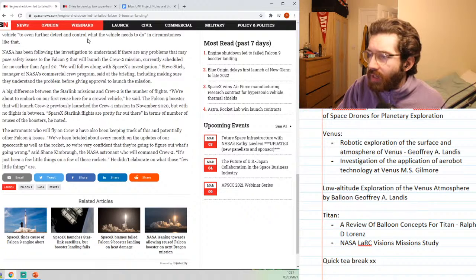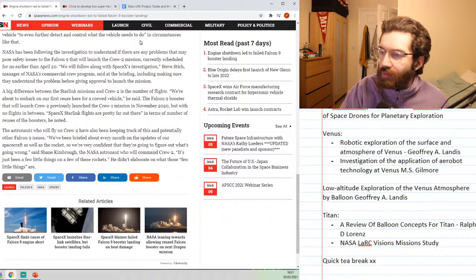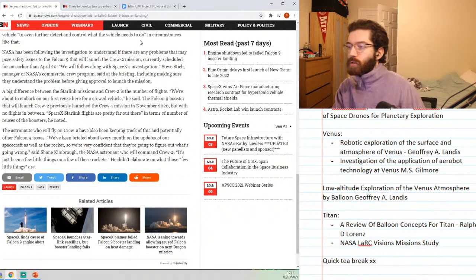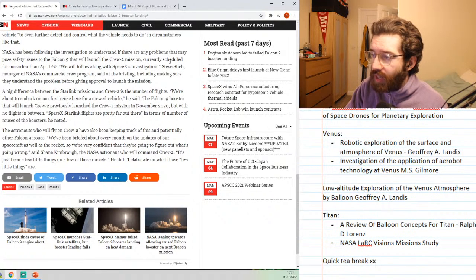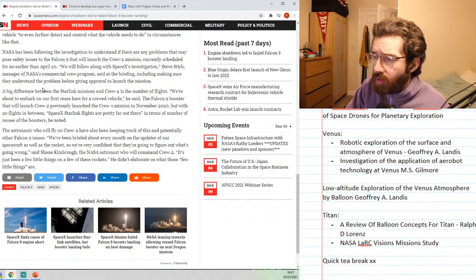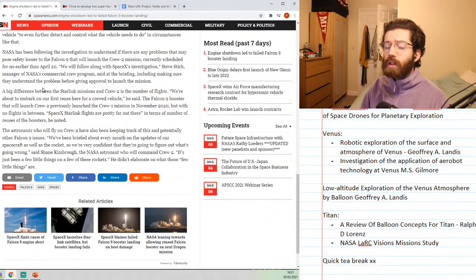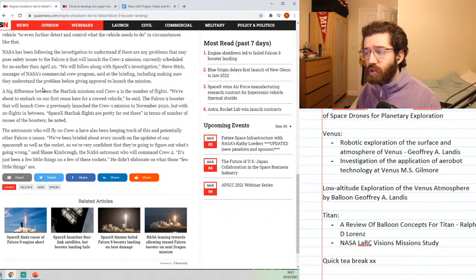NASA has been following the investigation to understand if there are any problems that may pose safety issues to the F9 that will launch the Crew 2 mission, currently scheduled for no earlier than April 20th. We will follow along with SpaceX's investigation, said Steve, manager of NASA's Commercial Crew Program, including making sure they understand the problem before giving approval to the mission. Making sure everything's good, making sure everyone's happy. Makes sense.